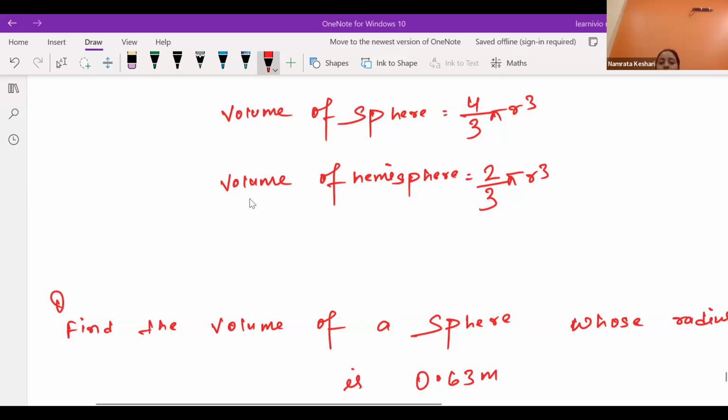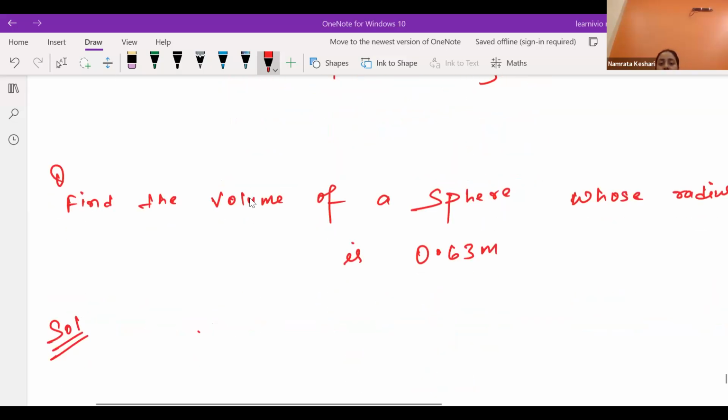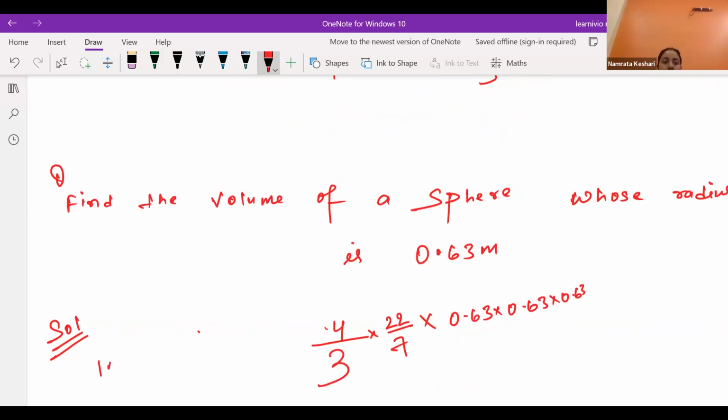Yes, what did you get? If the radius is 0.63 meter, what is the volume? 4 by 3 pi. You can take it as 22 by 7 into r cube. That means 0.63, again 0.63, again 0.63. Please tell me the answer. Ma'am, I'm getting 1.047816.